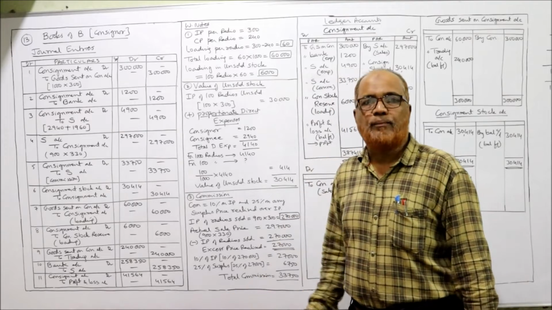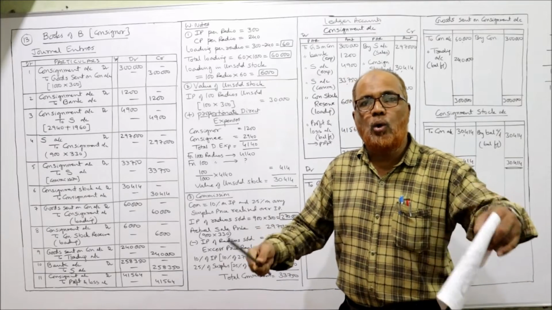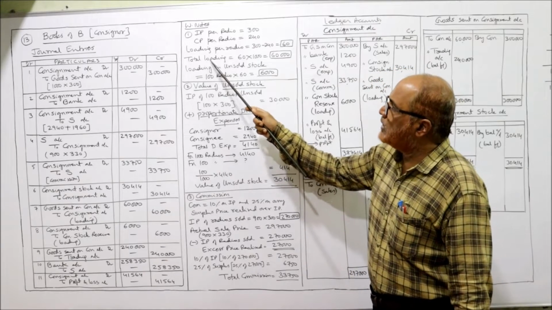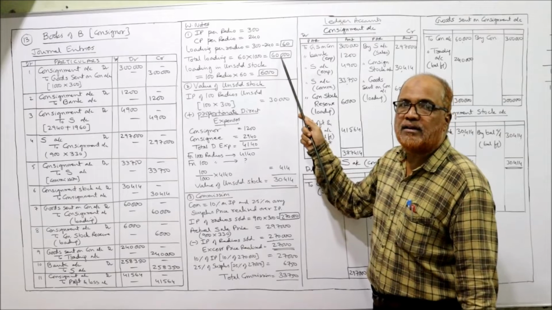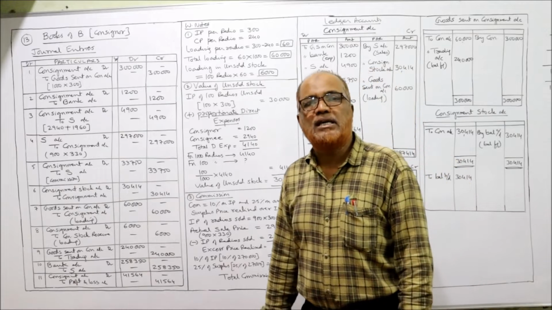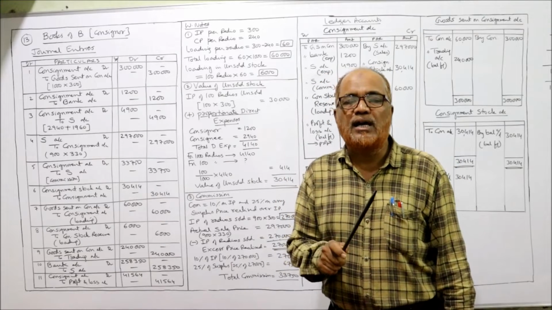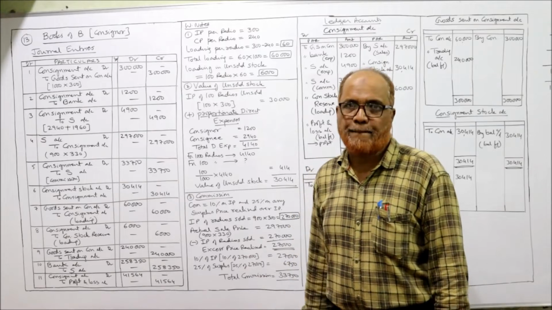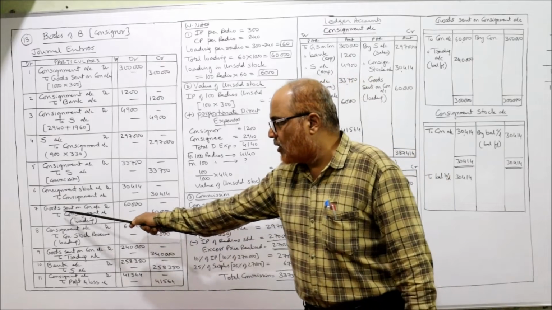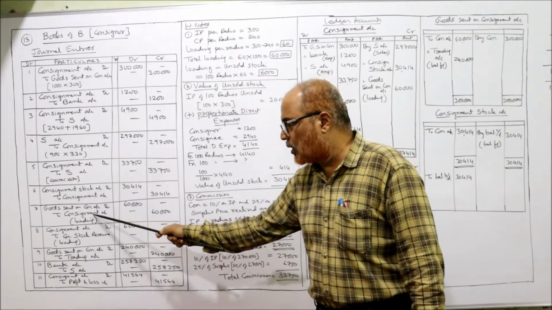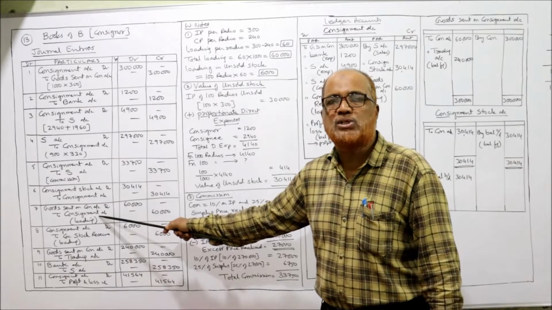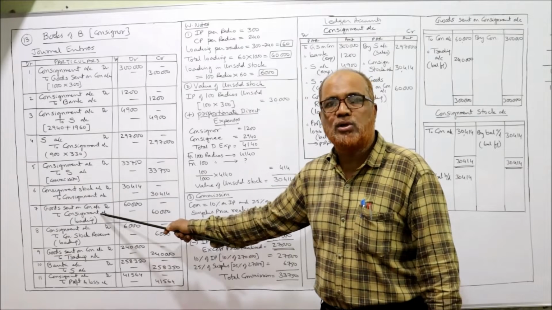Next entry will be loading. Now we have total loading and loading in unsold stock. Already we have calculated it here. What is the total loading? Total loading is equal to 60,000. We have calculated each radio loading is 60 rupees, 1,000 radios. So the entry for total loading is goods sent on consignment account debtor to consignment account, 60,000. Being the loading in total goods sent.